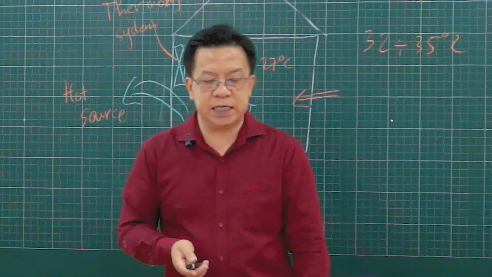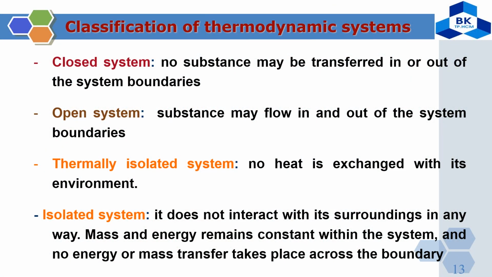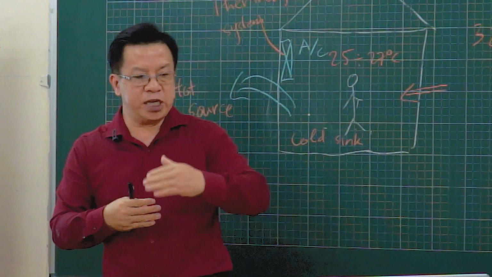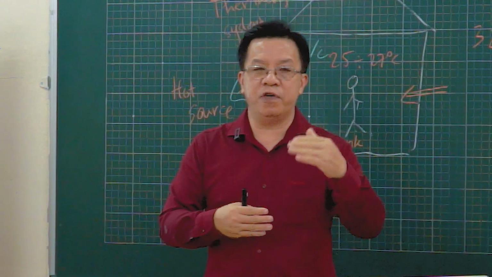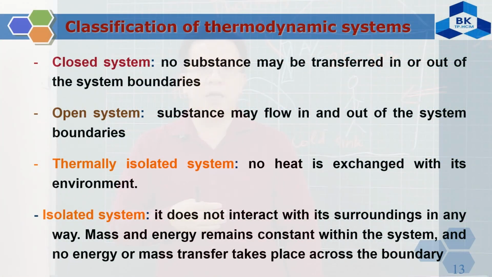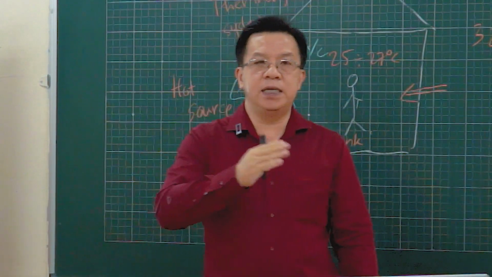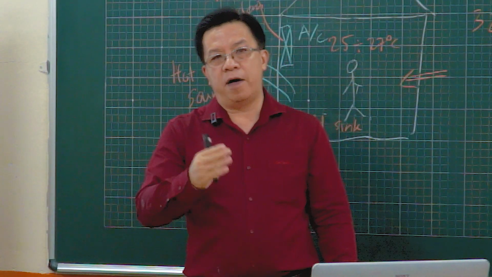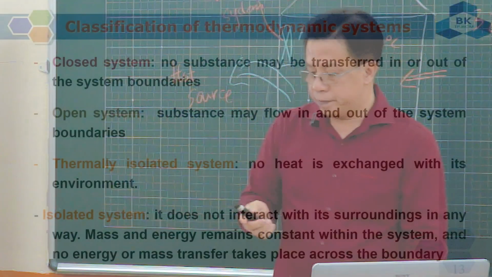The thermally isolated system, you can see here, isolated means you separate something from other things, that means they cannot be in contact. So the thermally isolated system means no heat is exchanged with its environment or surroundings. So thermally means only heat cannot transfer. But when we talk about the isolated system, it does not interact with its surroundings in any way. Mass or energy cannot be transferred.